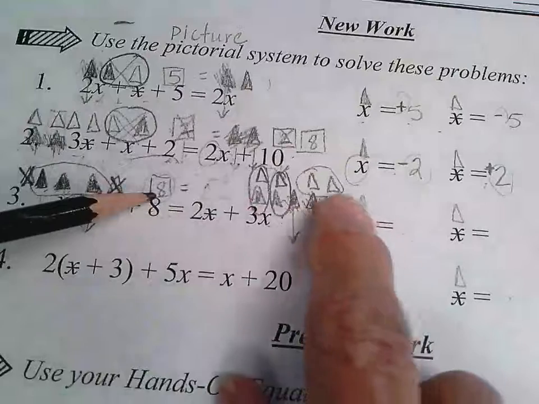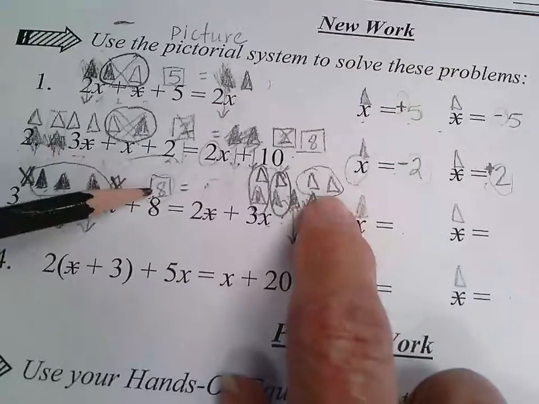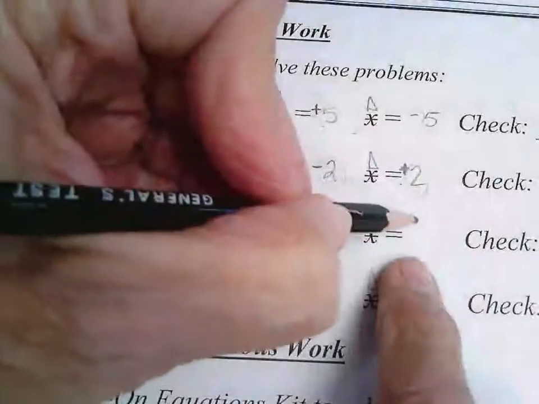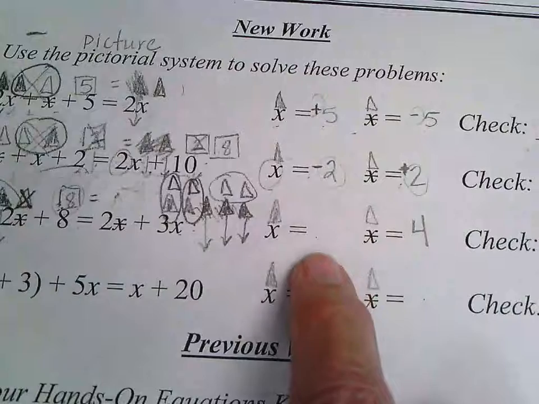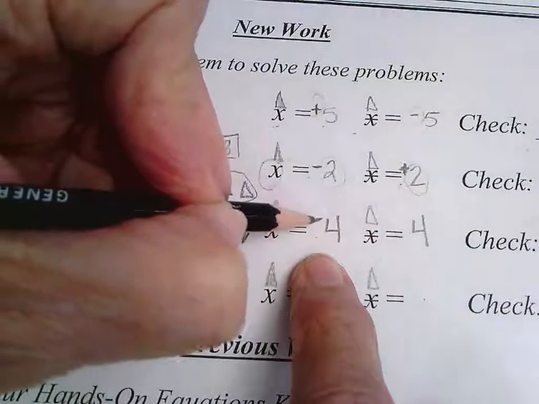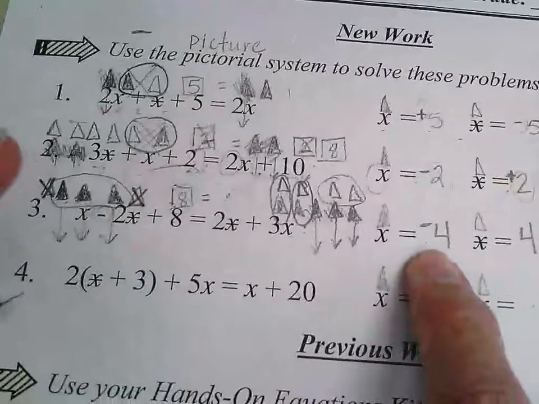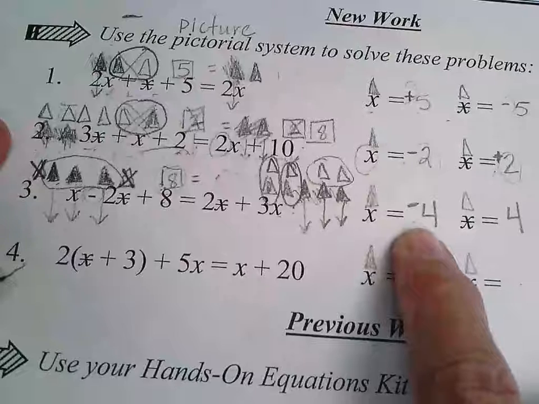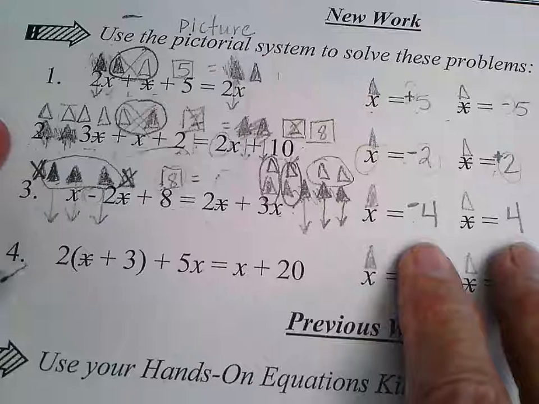And 2 white pawns on one side are equal to 8. So I know my doubles for 8. 4 plus 4 is 8. So I know that my white pawns are going to have a value of 4. If they have a value of 4, this has to be the same digit but the opposite. It's going to be negative. So now let's go back and let's see if we can figure out our check with these values.